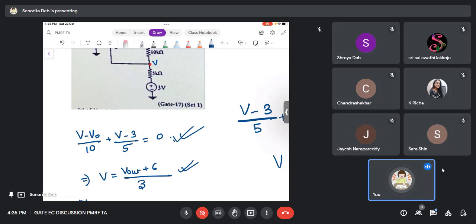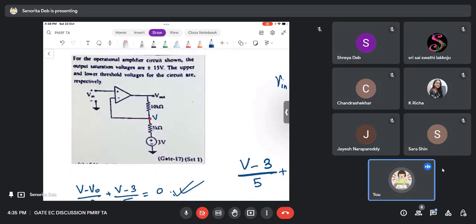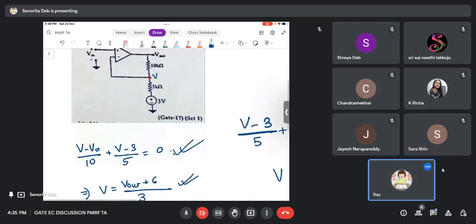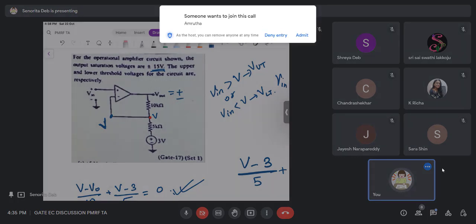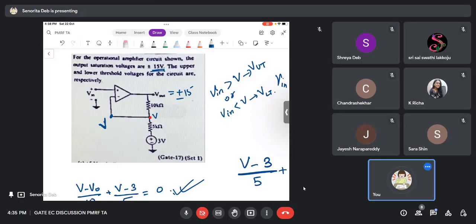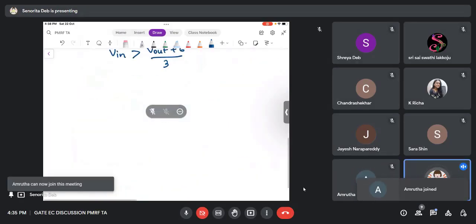Now what they have asked is, tell us the upper and lower threshold voltages. So that means Vin is going to be compared with V. Either Vin is greater than V or Vin is less than V, and that will give you either the upper threshold or the lower threshold. How we find out is, your output saturation is given as plus minus 15 volts, which is obviously what the output is going to be. Therefore you simply equate it.